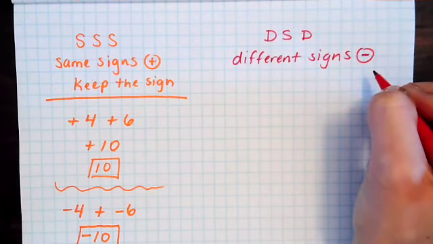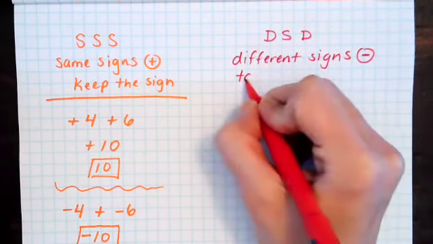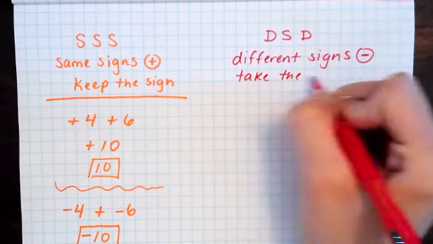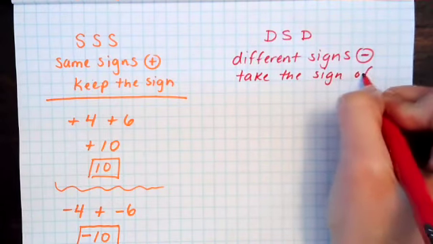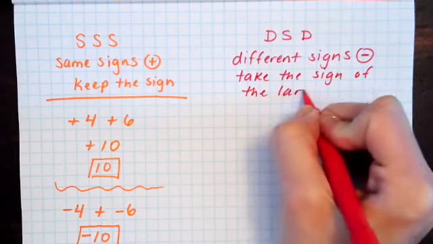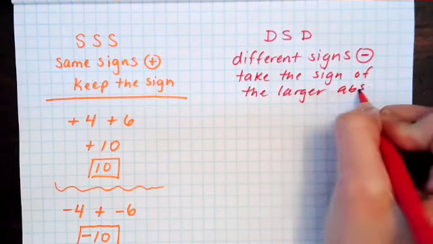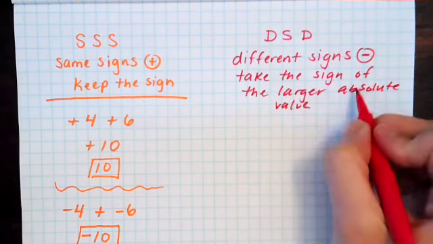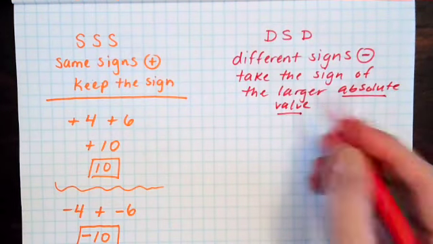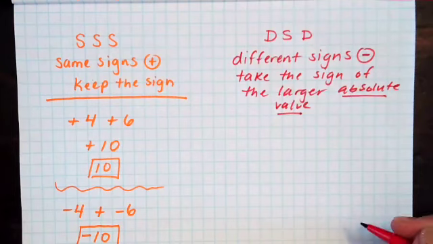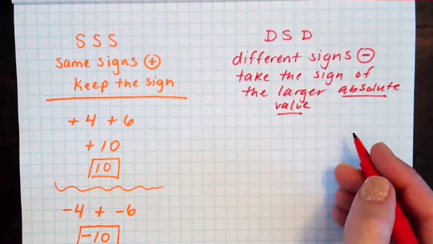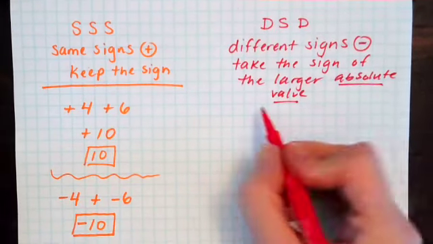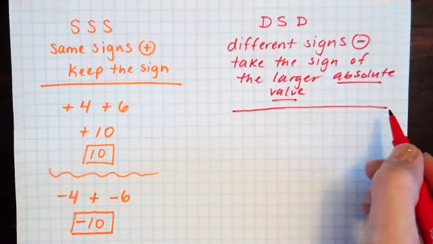But here's where it gets a little bit tricky. You're going to take the sign of the larger absolute value. Now, absolute value just means the value of the number without the sign. Ignore the sign. If that number is bigger, you're going to take its sign. So let's see a couple of examples here.